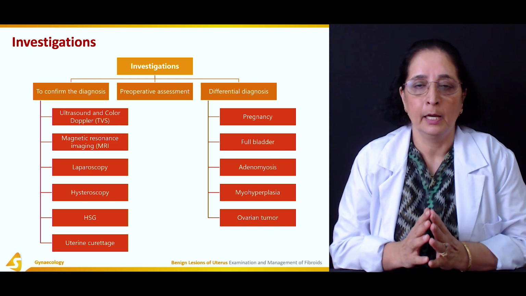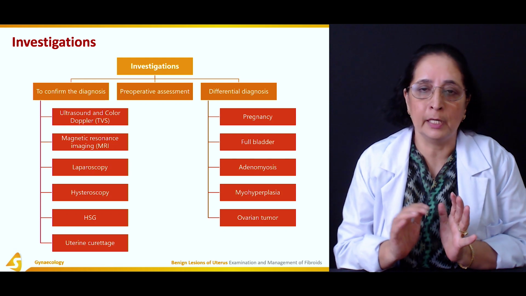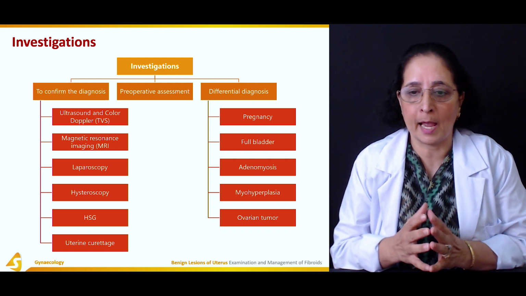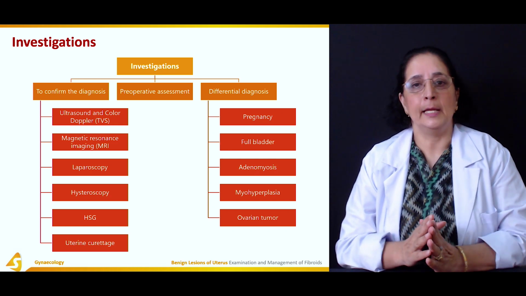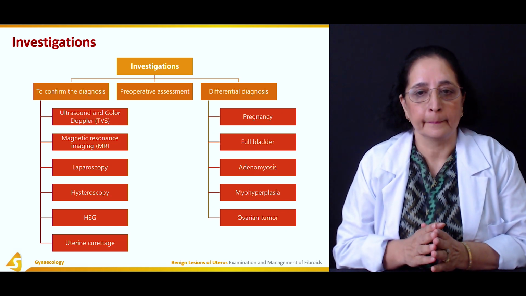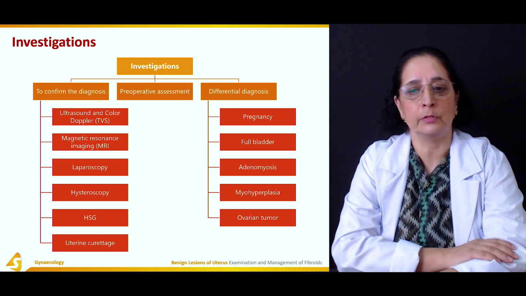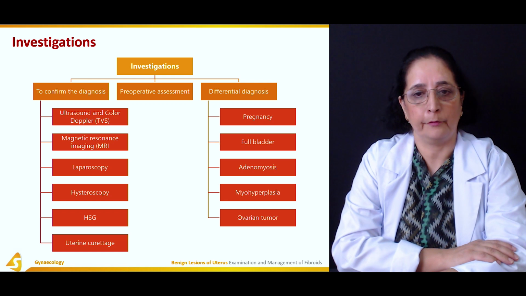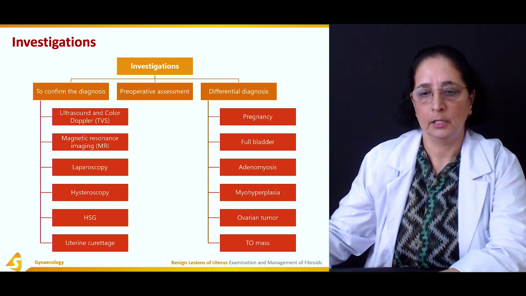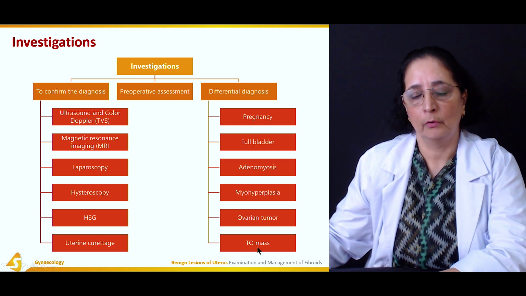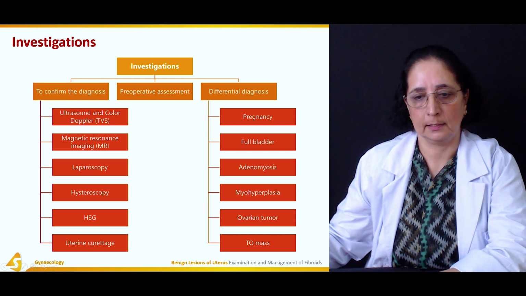If fibroid is present, if pregnancy is there, if the bladder is full, it can be felt as a mass, adenomyosis, myohyperplasia, ovarian tumor. So these are the investigations and differential diagnosis of uterine fibroid. Then tubo-ovarian mass. Tubo-ovarian mass is another differential diagnosis.